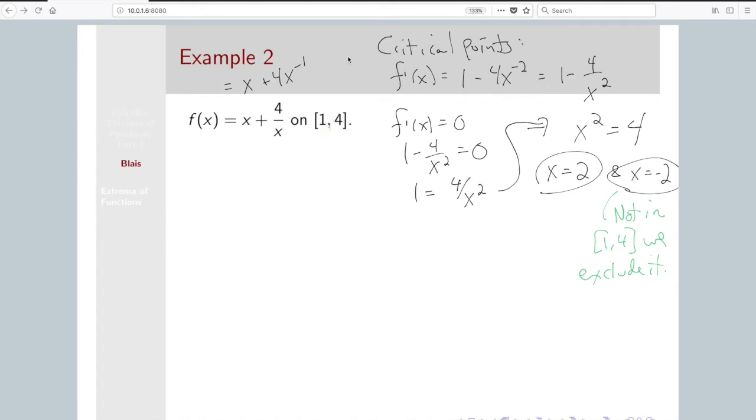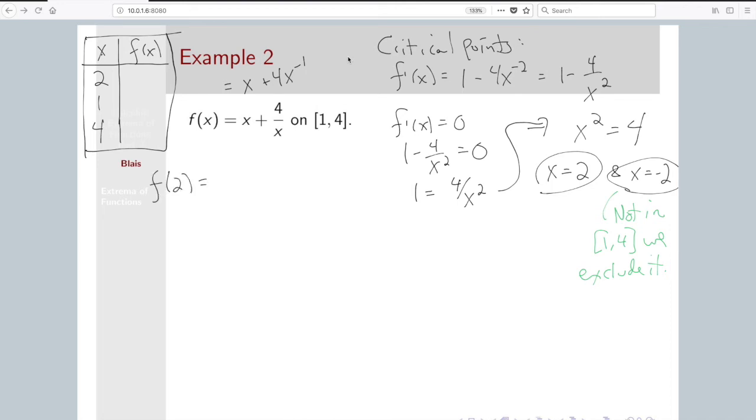So remember our list, the way we do these. We have our x and then our function value. We just saw that we have a critical point at x equals 2. And then we throw the endpoints in. And those are the only possible points at which f can have its minimum on [1, 4] or its maximum on [1, 4]. So once again, we evaluate at each point.